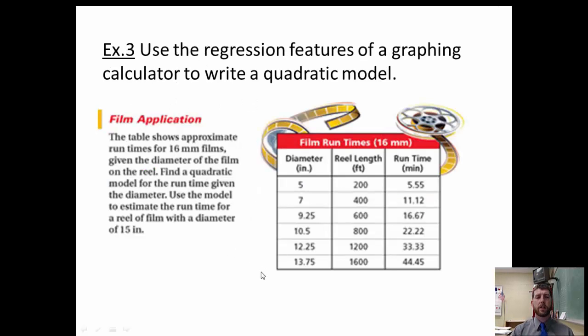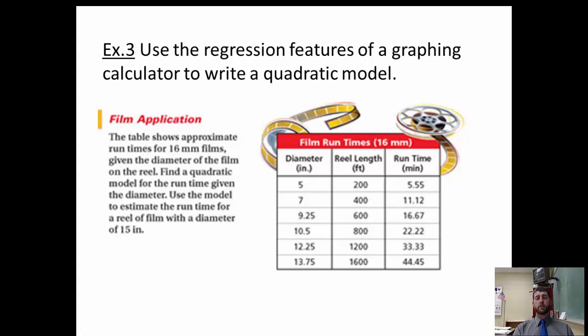All right, last thing. Let's use the regression features of the graphing calculator to write a quadratic model. So let's say we have this problem right here. It's a little difficult to read, but we'll make do. Table shows approximate run times for 16 millimeter films given the diameter of the film on the reel. Find a quadratic model for the runtime given the diameter. Use the model to estimate the runtime for a reel of film with a diameter of 15 inches.